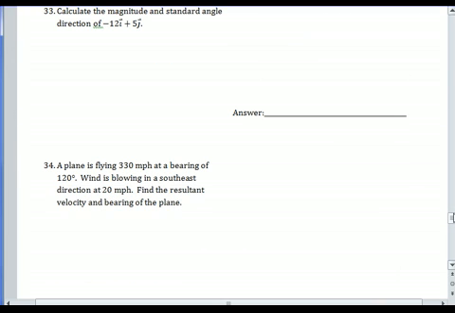In number 33, we're asked to calculate the magnitude and the standard angle of this vector -12i plus 5j. So let's start with the magnitude. Actually, let's start with a quick diagram. -12i plus 5j, I could rewrite that as -12,5. If I were to diagram this vector, it's going to move in the direction of the second quadrant because we're moving left on the x and then up vertically.